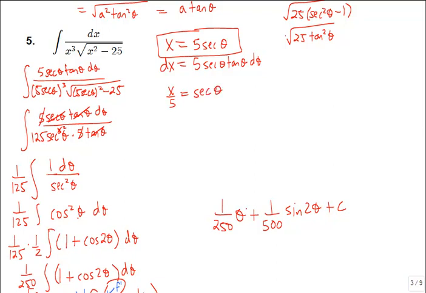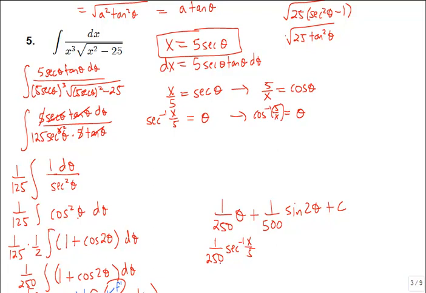Since I have a theta down here, to solve for theta, you just use your inverse trig function. So I'm going to use an inverse secant of x over 5. So this is going to become 1 over 250 times the inverse secant of x over 5. If you don't like inverse secants, you could also change this to 5 over x equals cosine theta, and then you can do an inverse cosine instead. That works too. So you could also write down here 1 over 250 inverse cosine of 5 over x.